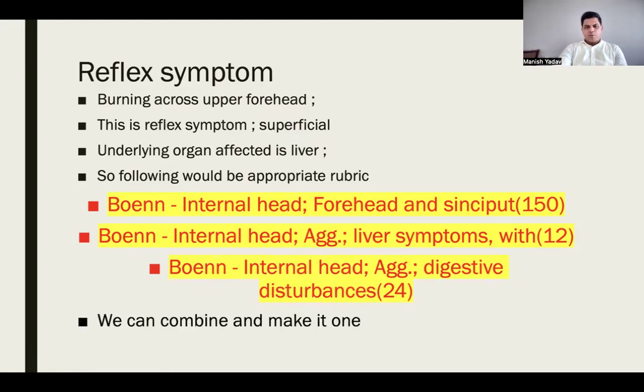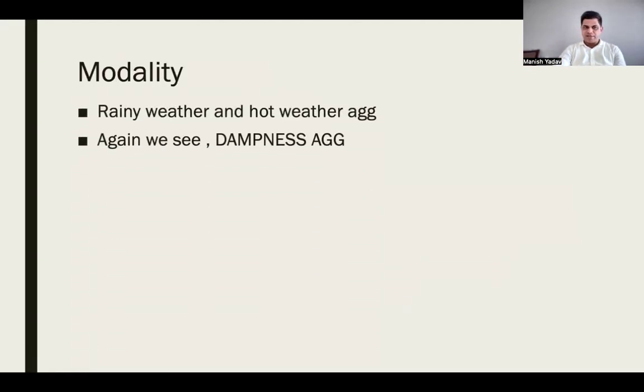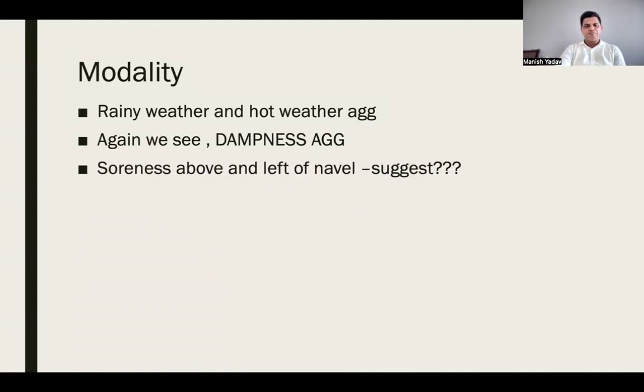We can combine the two, the liver and the digestive disturbance. What about the modality? Rainy weather and hot weather aggravates. Again, we see dampness aggravates. So rainy weather, hot weather, but again rainy weather, dampness. There's something to do with dampness. Soreness is there above and left of the navel. Now this is very important. Soreness above and left of the navel.